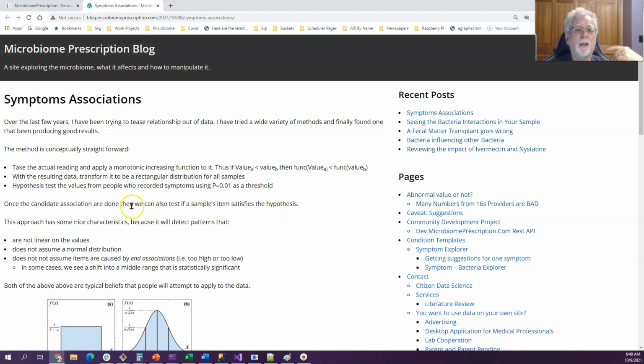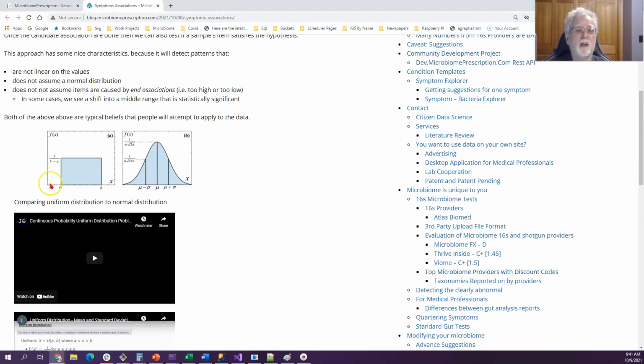Once we get that, we actually end up transforming to a rectangular distribution for all samples. A rectangular distribution is a distribution that looks like that. On the right is a bell curve. We know we don't have a bell curve. We have something real odd, it comes here, then takes off. What we end up getting is a shape on the left, and the shape on the left gives us some interesting aspects, which actually turns out to work very well.